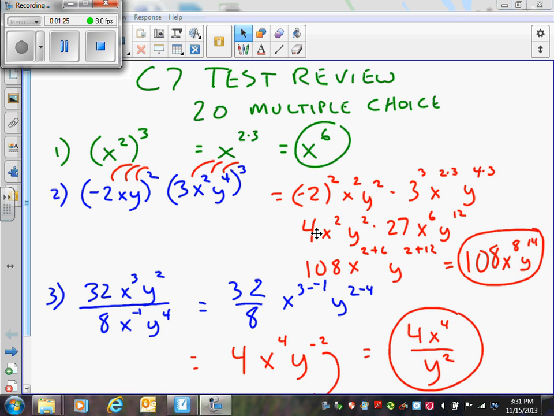Negative 2 squared is 4. I have x squared, I get y squared. 3 cubed is 27. X to the 6th and y to the 12th. I multiply 4 times 27, I get 108. And I have to add the exponents. So I have x to the 2 plus 6 and y to the 2 plus 12. So I get 108, x to the 8th, y to the 14th.